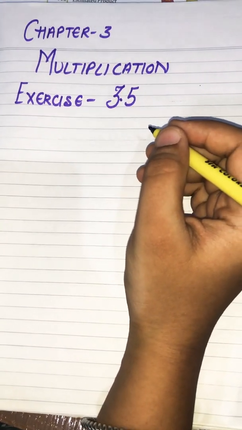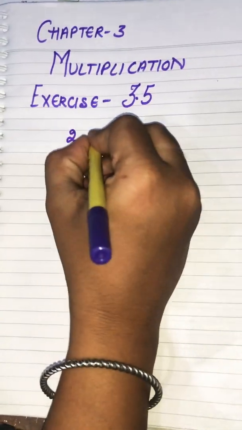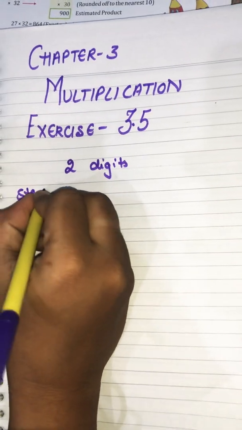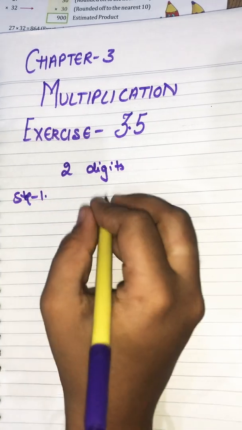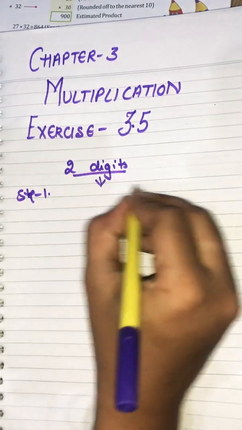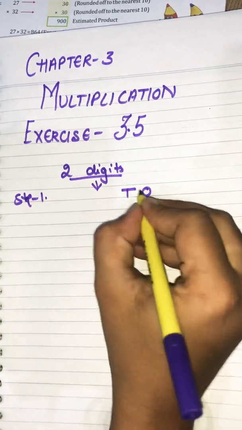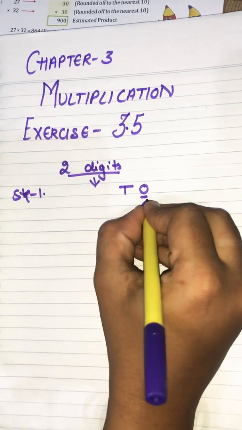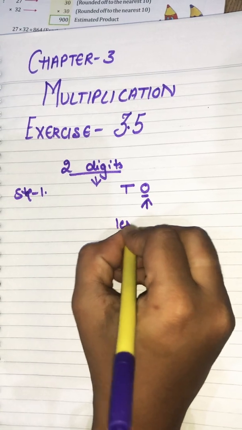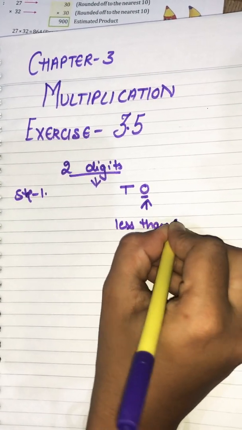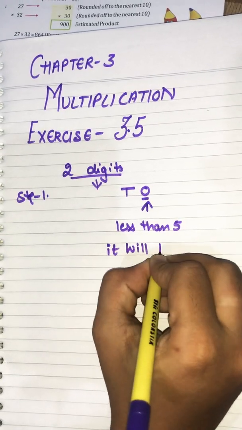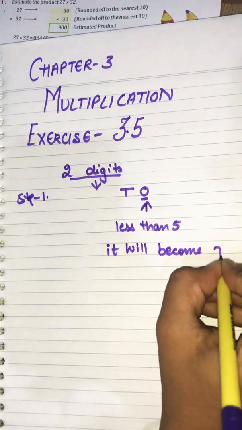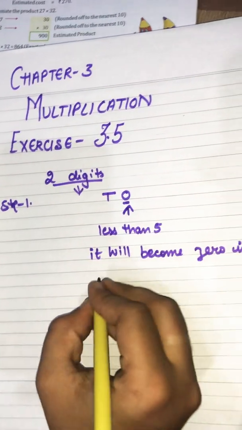There are further steps of round off. If we have two digits, then the steps of round off are: step 1. If the number is less than 5, like in a two-digit number we have two digits, ones and tens, we have to always see this ones number. If this ones number is less than 5, it will become 0. We make it 0 in the backward direction.